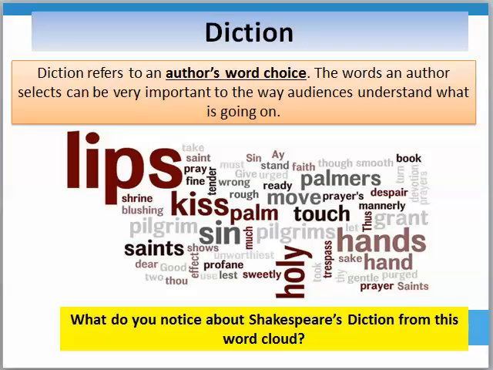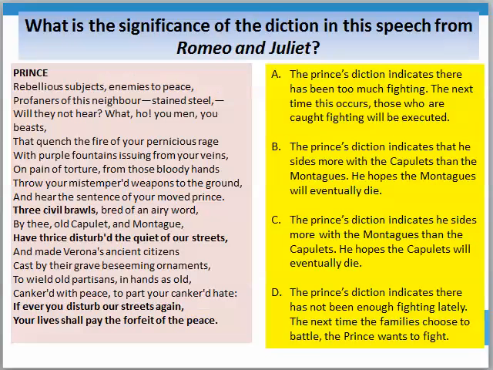So we can look and refer to this diction. The connotation that's being used is very positive. So we can tell that Shakespeare's word choice is very positive to explain the relationship and the first meeting between Romeo and Juliet.